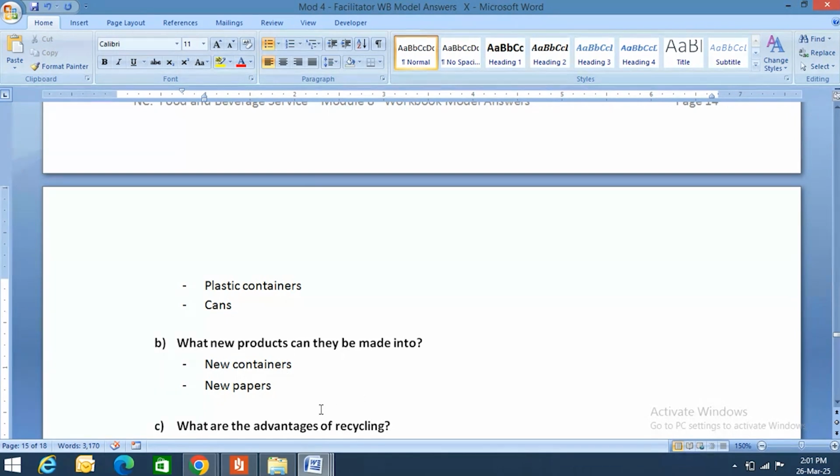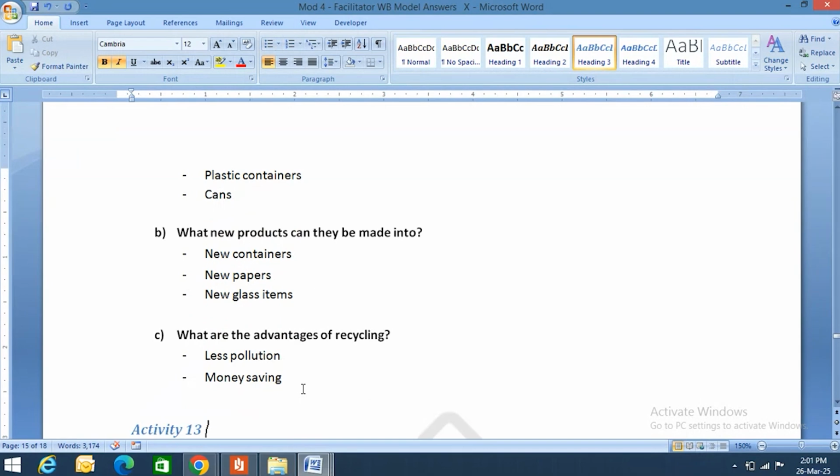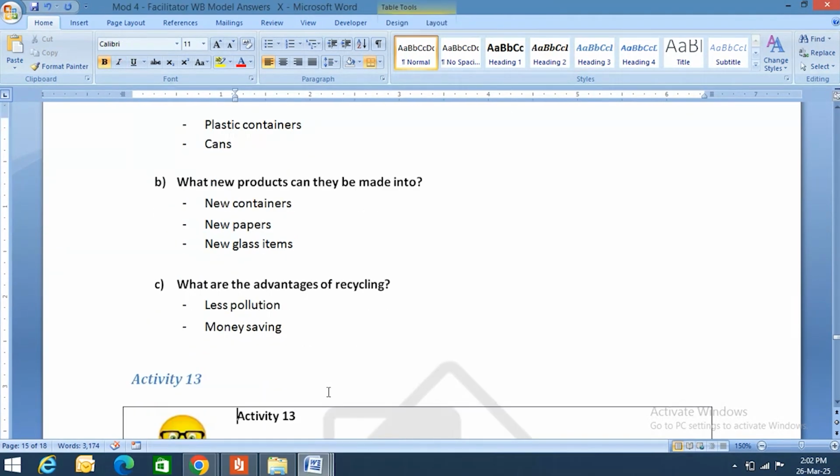Okay. And then glass can be made into new glass items. Okay. And then the last one is, what are the advantages of recycling? Less pollution, and it saves money. Because when you recycle something and make it into something else, you don't have to buy that something else. You used something that was waste and you created it. Okay. Tell me when you're done.